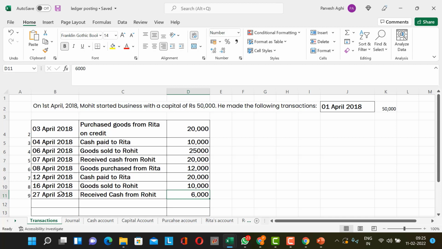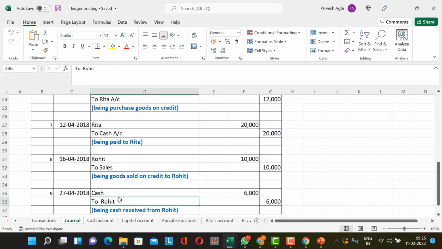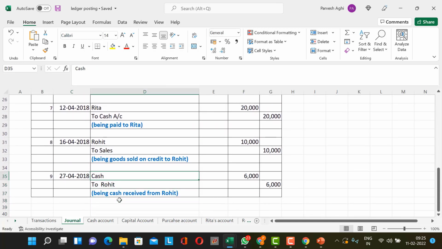And who is giving the money to us? Rohit. We are going to credit his account. So cash debit to Rohit should be the entry. So debit what comes in: cash is coming in. And credit the giver. So who is giving the money to us? Rohit. Is that okay? Have you all followed? Yes, sir.